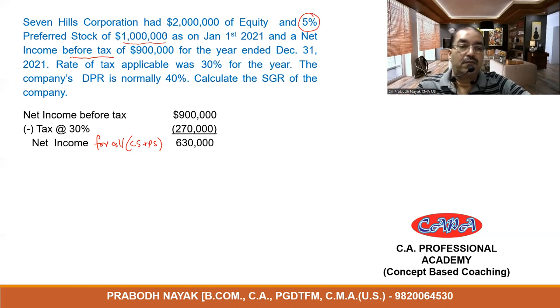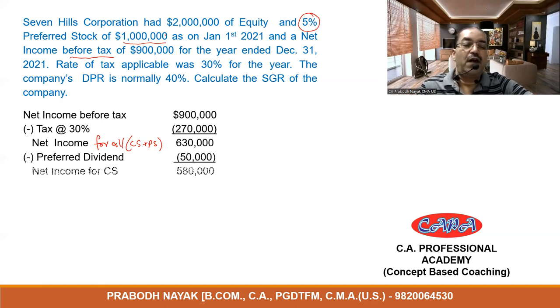5% of 1 million. How much will that be? 10% is, you don't have to take a calculator for that. 10% of 1 million is 1 lakh. 5% of 1 million is 50,000. So preferred dividend is 50,000. 630 minus 50, net income for common stockholders, 580,000.